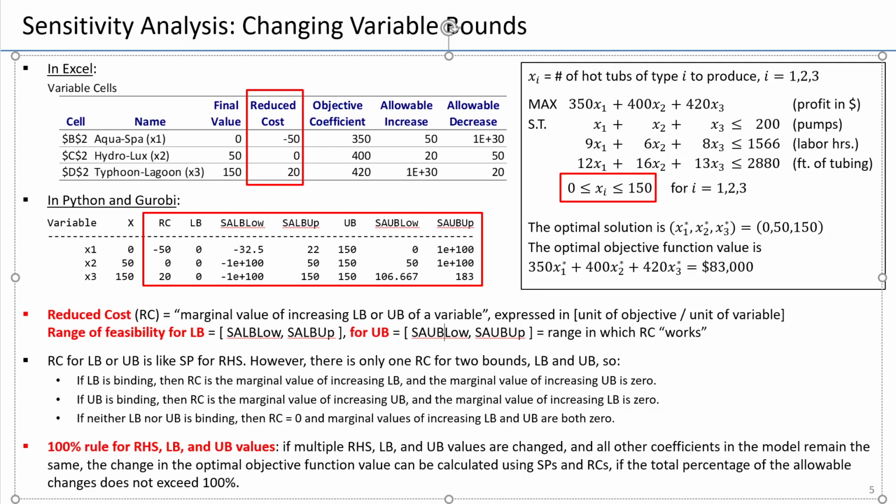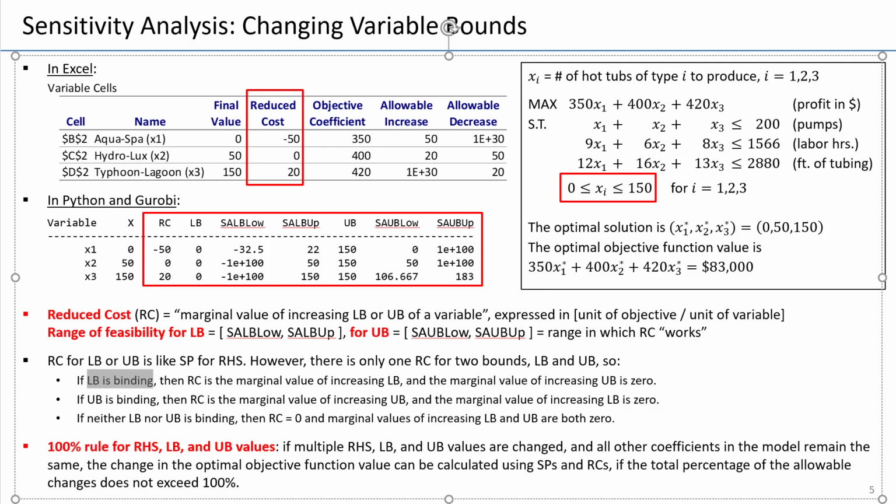Right, so we have two ranges of feasibility. Again, as before, the ranges of feasibility were the ranges in which shadow prices work for right-hand sides. Now the range of feasibility is the range in which the reduced cost will work as a marginal value of increasing the lower bound or upper bound. So the important thing to understand is which bound the reduced cost will work for. Well, it depends on which bound is the binding bound.